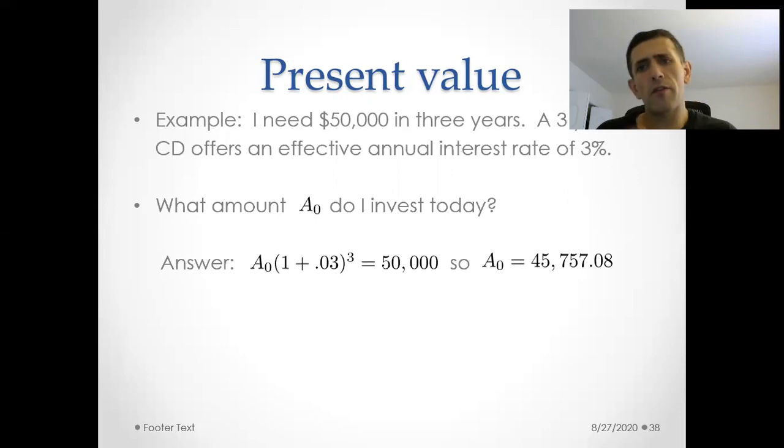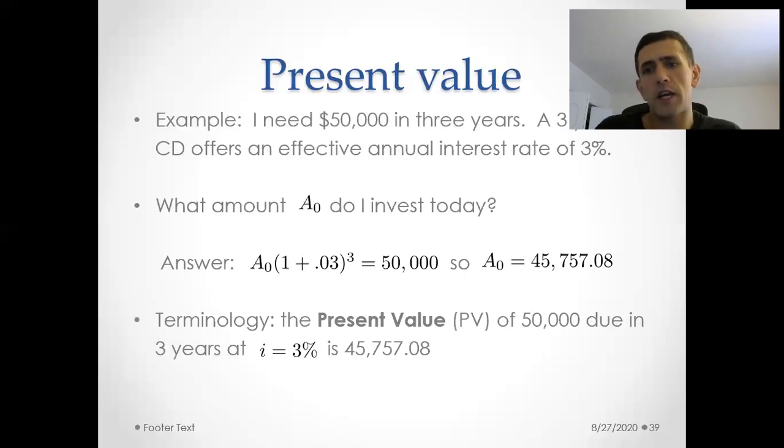We know whatever I invest today is going to accrue 3 years of interest at 3% effective annual interest rate. So it's just A0, whatever it is, times 1.03 cubed equals 50,000. That's how much I want in this account in 3 years. So you just take 50,000 over 1.03 cubed, and you get $45,757.08. Okay.